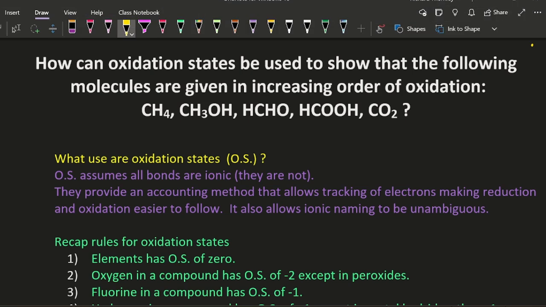So how can oxidation states be used to show that the following are in increasing order of oxidation? Okay, just a quick recap.